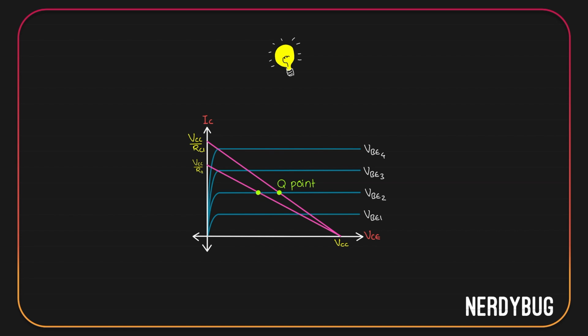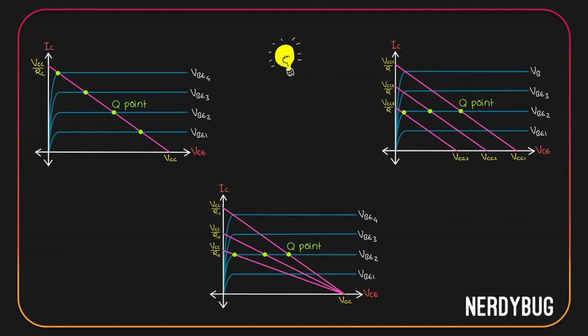Let me take one more example with R3, which is even greater than R2. The graph will look like this. Here the Q point is going to be over here. Let's have a look at the three variations together. If you change the base emitter voltage, this is how Q point shifts. If you change VCC, this is how it shifts. If you change RC, this is how it is going to shift.